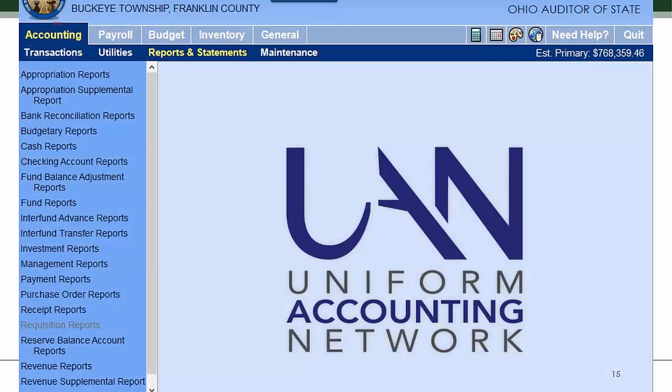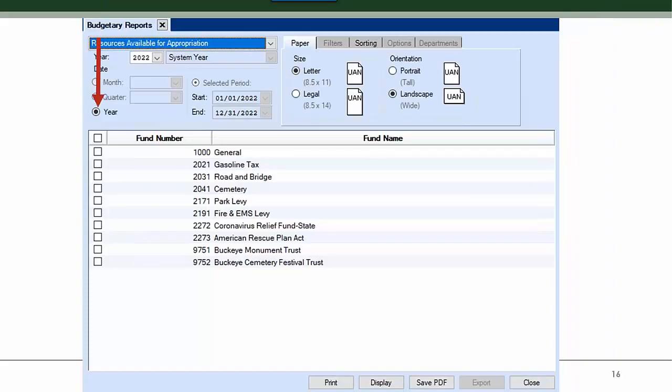So the other report I mentioned was resources available, and we're going to look at this a lot today. Hardly anybody uses this report. Every time I've got someone on the phone and I say, well, let's go to budgetary reports, it's like, oh, I never looked at that before. The budgetary reports and resources available for appropriation should match your amended certificate.